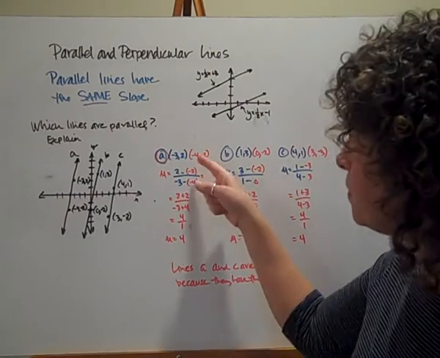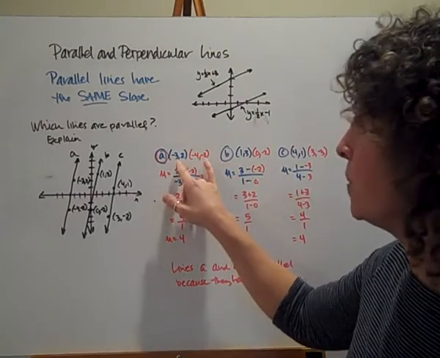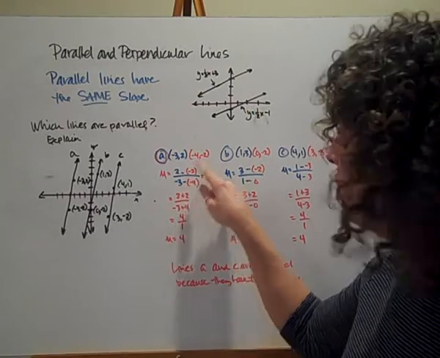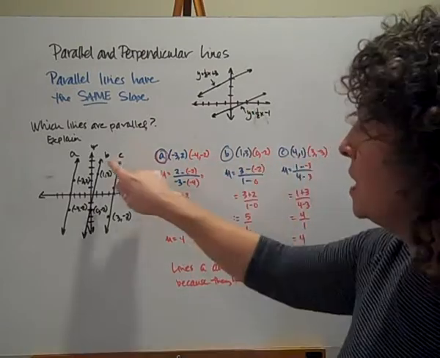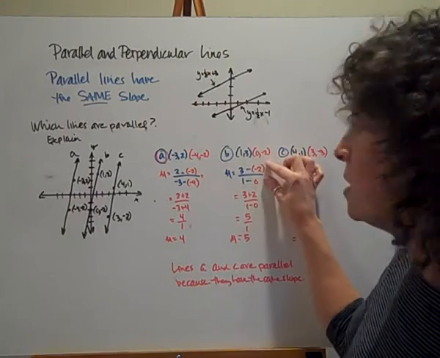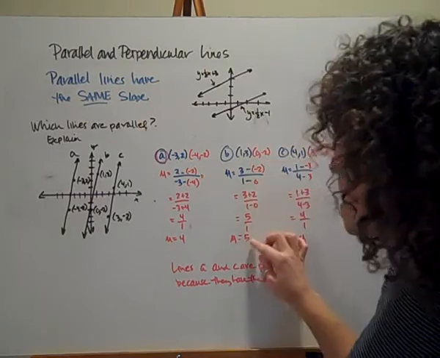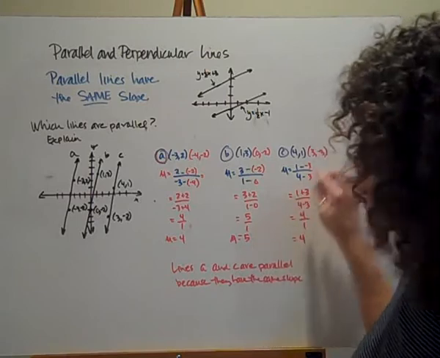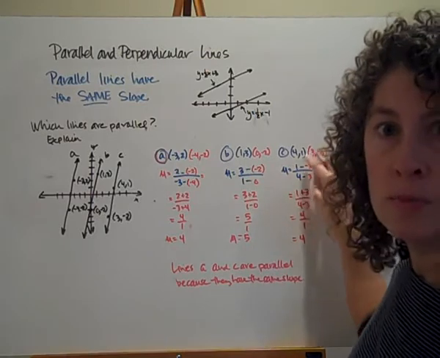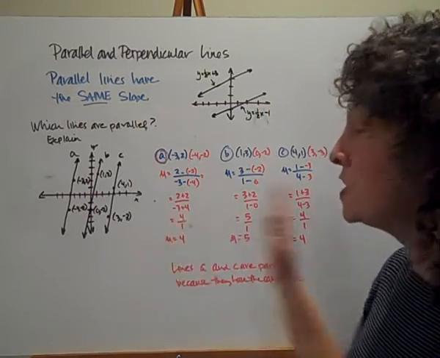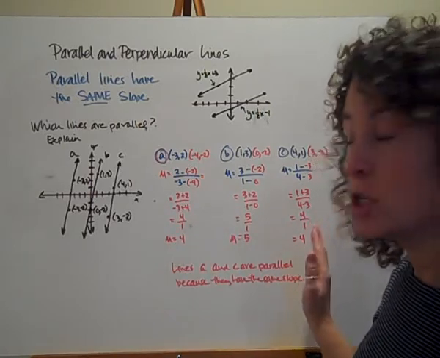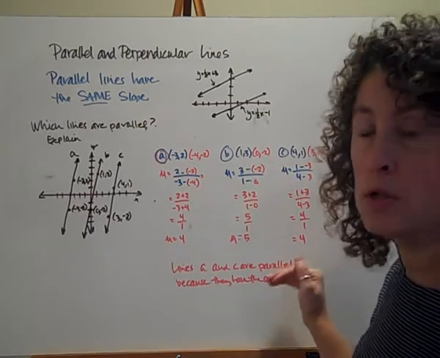For my first line, I'm going to take my two ordered pairs and use the slope formula, and I figured out that we have a slope of 4. My second line, line B, I've used the two ordered pairs, put them into my slope formula, and figured out we have a slope of 5. For my third line, I used my slope formula again, and I figured out that we have a slope of 4. So I noticed that the first line and the last line both have the same slope, so those two lines are parallel to each other.